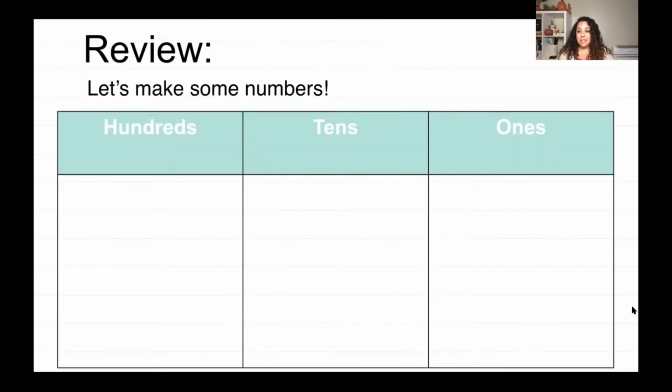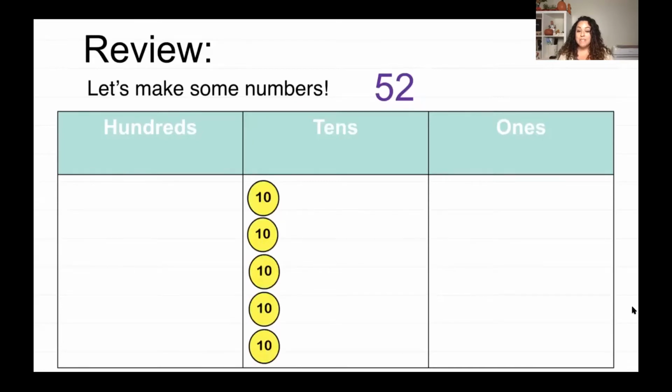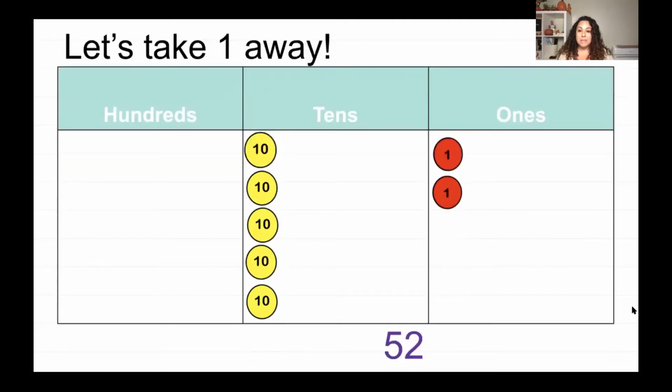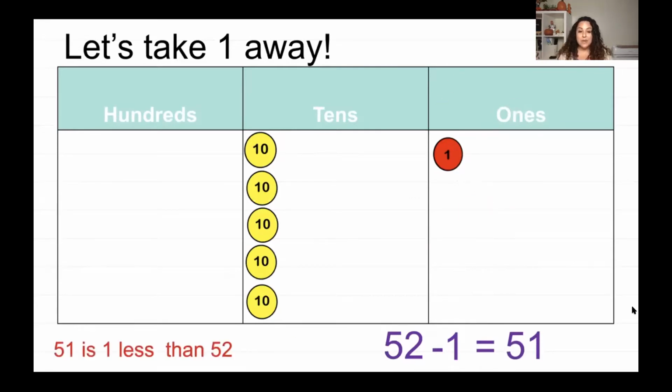Okay, let's go ahead and make another number. I'm going to work with 52. Yesterday I worked with 52. I like 52. So let's go ahead and make 52. When I make 52, I have 5 tens, and then I have 2 ones. So here's my number 52. We're going to take 1 away. So let me go ahead and pull up the number sentence, 52 minus 1. Let's go ahead and see it go away. Goodbye 1. There you go. So 52 take away 1 equals 51. And you see that because I have 5 tens and just 1 one left. So I can say that 51 is 1 less than 52.